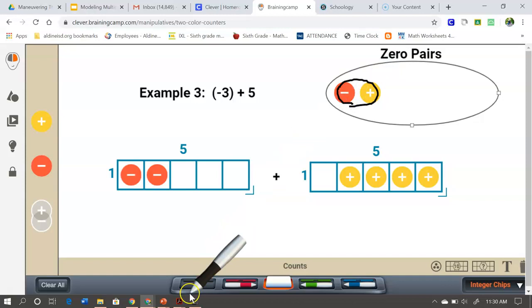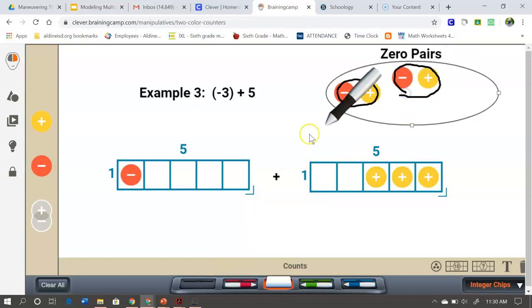Again, it's a pair, okay, because there's 2. I'm going to do this again. Take 1 red and 1 yellow. I've made 2 zero pairs. So that's literally just 0 plus 0, which is 0. And then I'm going to take this last one.